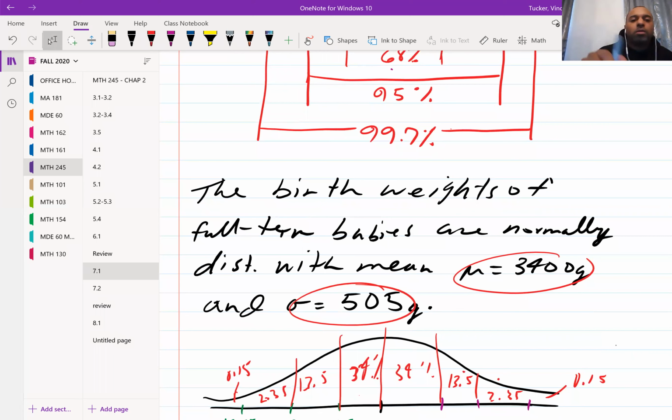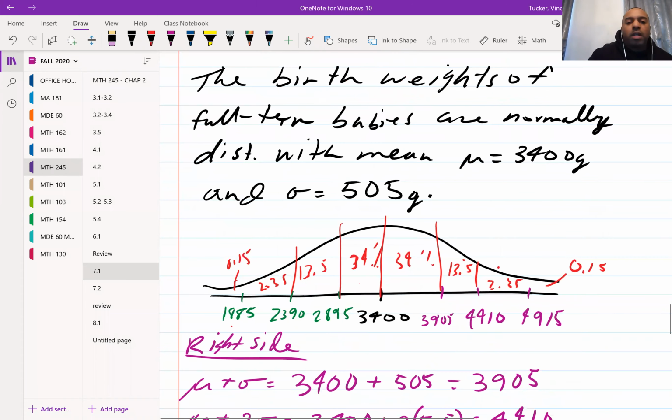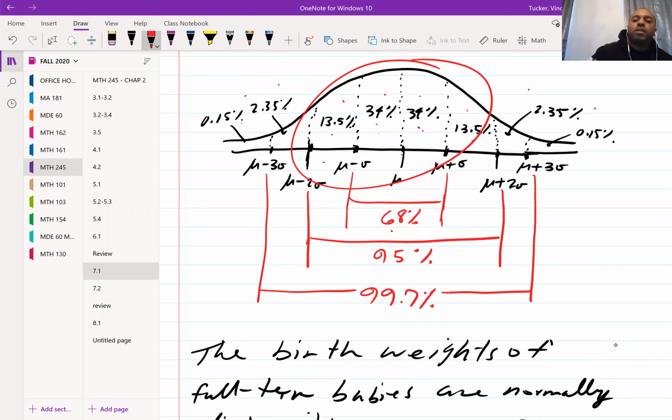All right, so this was an example. Let me erase a few things. Here we have the birth weights of full-term babies, which are normally distributed with mean 3,400 grams and standard deviation 505 grams. I probably just did this to reemphasize this process right here.